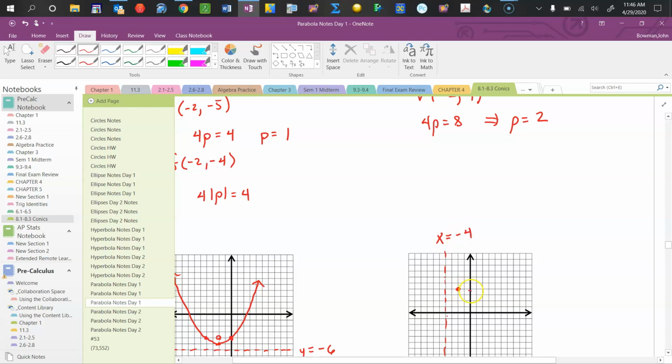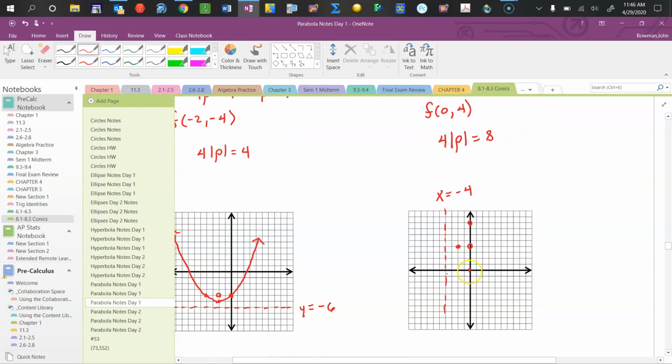Go to the right to draw our focus. So the coordinates of our focus are going to be (0, 4). And our focal width, 4 times the absolute value of p, is equal to 8. So from our focus we go up 4, 1, 2, 3, 4, and down 4, and then we can accurately draw the parabola. So we will stop there for now.